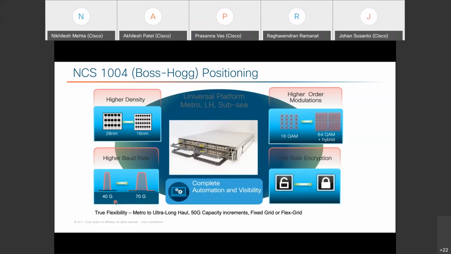It's very universal as well, and can go into different segments. It can go in the metro market, long haul market, and subsea market. Google is using this platform extensively in the subsea market. So as you see, it's truly flexible, from metro to ultra long haul, with 50 gig capacity increments. And fixed grid as well as flex grid are both possible in this.